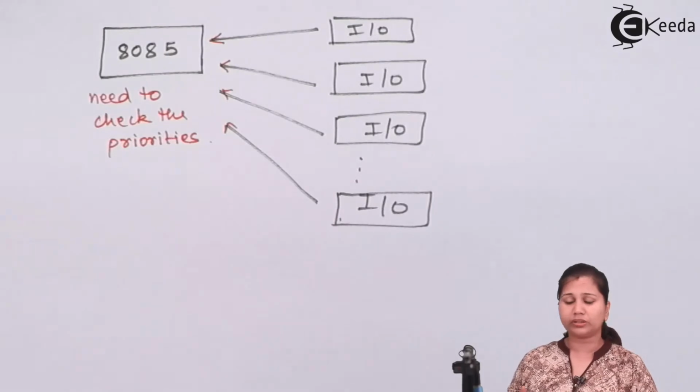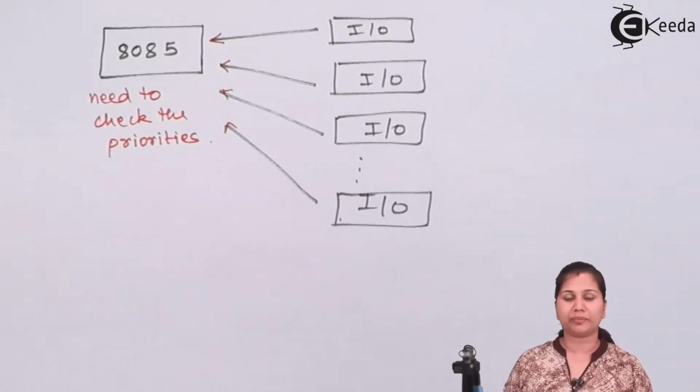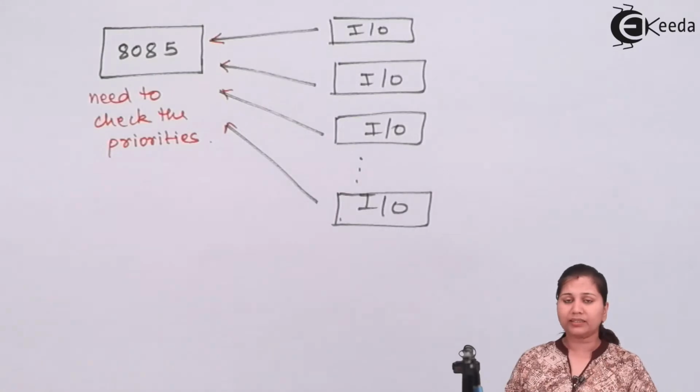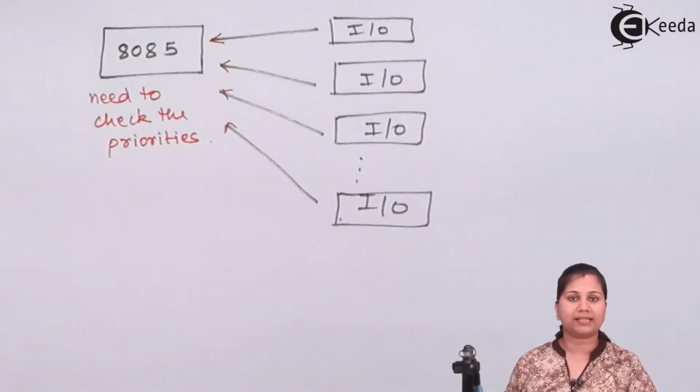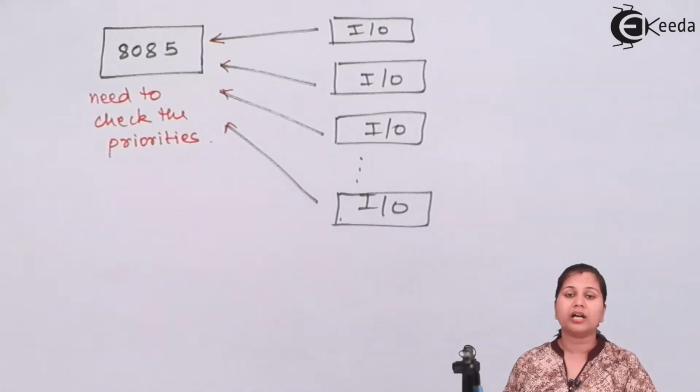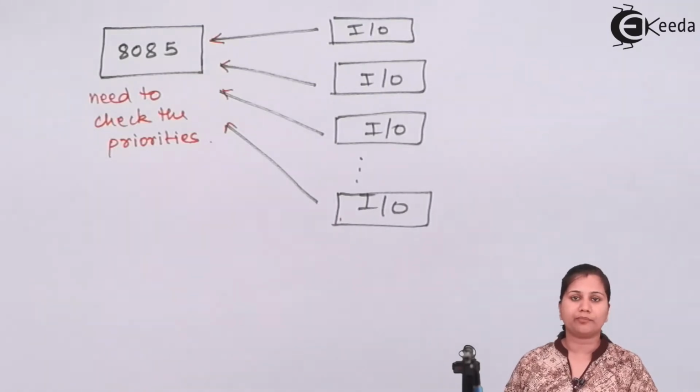So the 8085 microprocessor becomes busy in this task of checking the priorities and communicating with all these devices. So rather than becoming busy in this task, it uses a device known as the 8259 Programmable Interrupt Controller, which controls all the interrupt operations of the microprocessor.